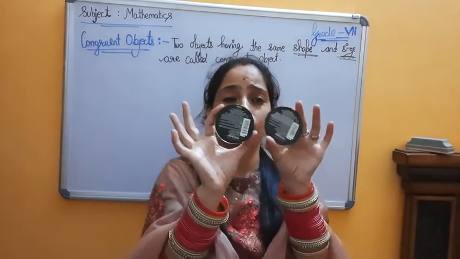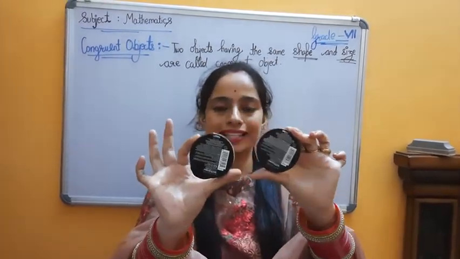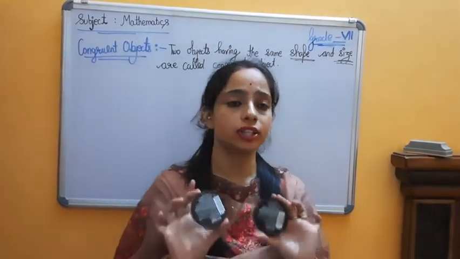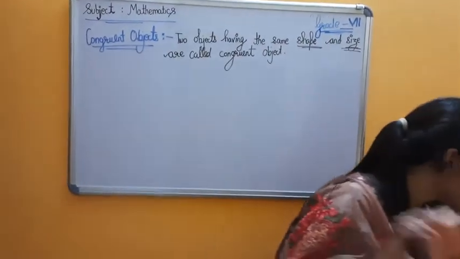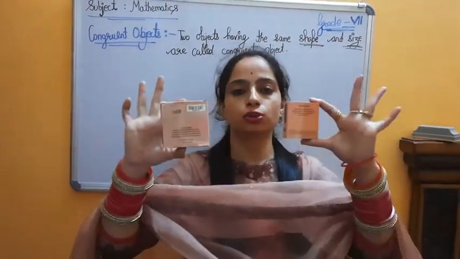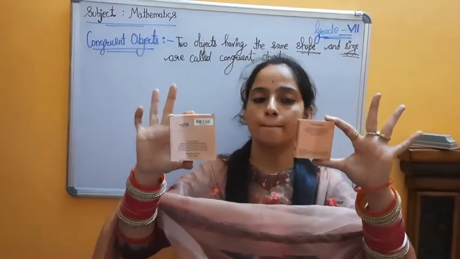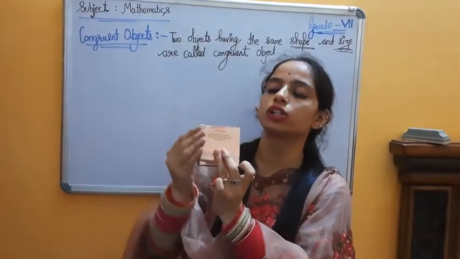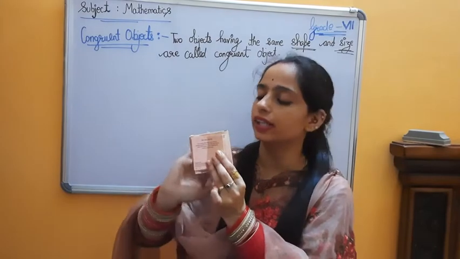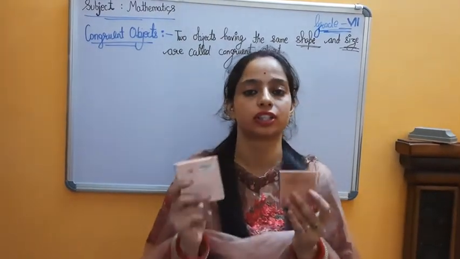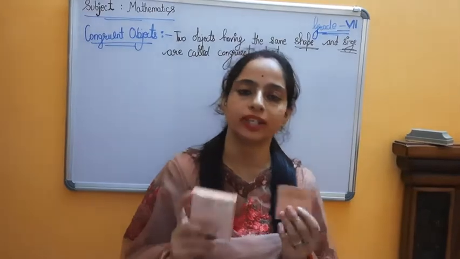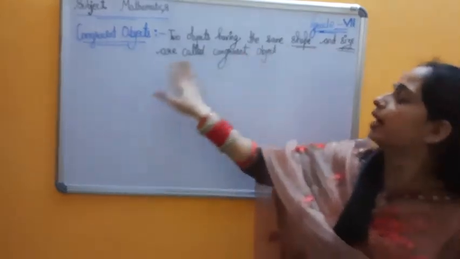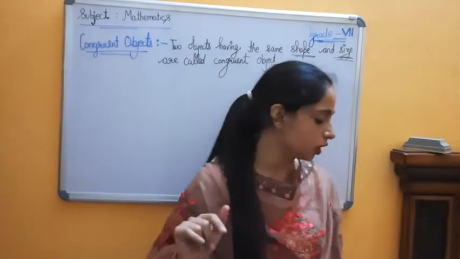These two circles also have same shape and same size. So these two are congruent objects. If I'm taking this one box and this one box, these two have the same shape, okay? But when we place one on the second, it is not totally overlapping or covering the second one. So these two are not said to be congruent objects. Clear? So what are congruent objects? The two objects having the same shape and size are called congruent objects.